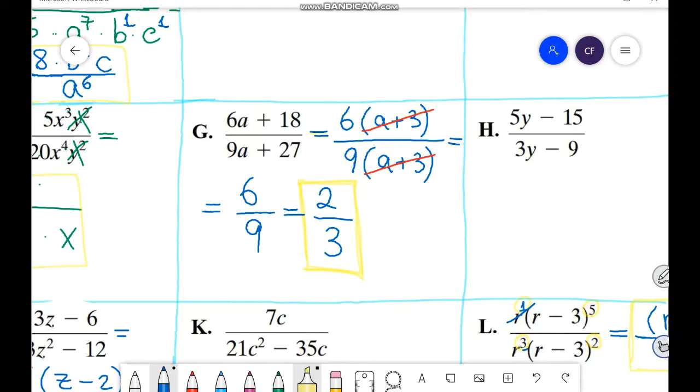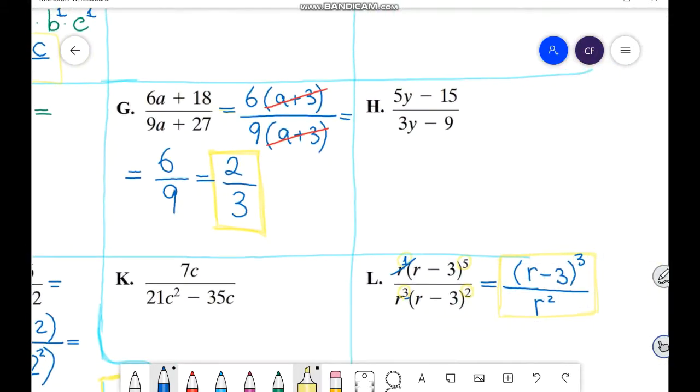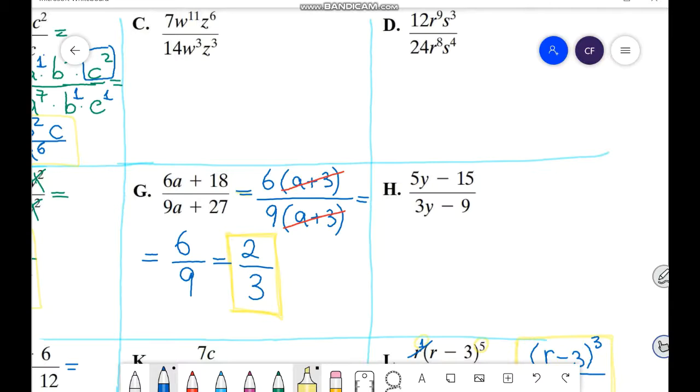Thank you, Dainara. So letter G is here. Do you need H or K? Or C, or maybe D? Does anyone need help with any of those questions? C, D, H, or K?